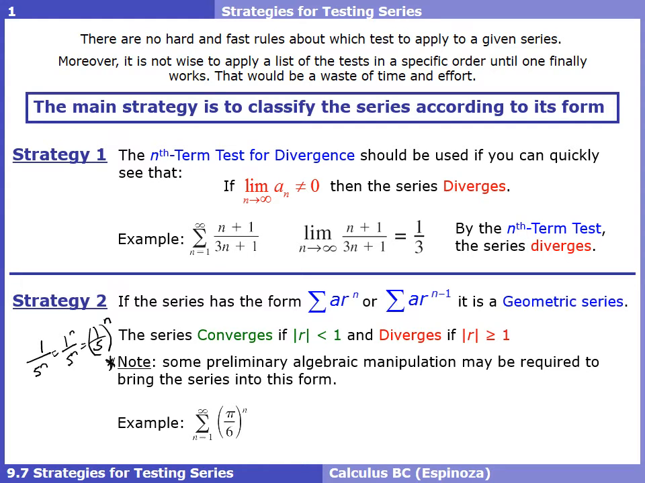Pi over 6 would be roughly what? Well, if pi is roughly 3 divided by 6, that's certainly going to be less than 1. So because of that, we have a geometric series where r is less than 1, and we can come to the conclusion that the series converges because we know about geometric series.